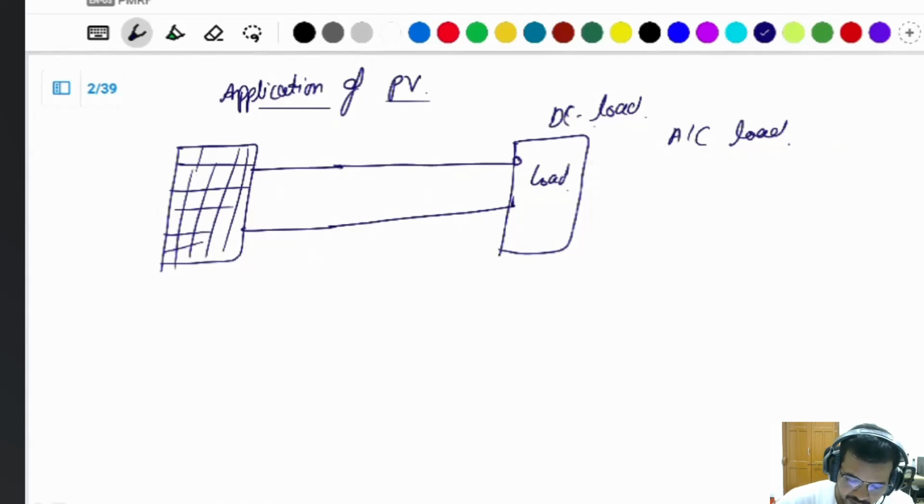And if the load is not operating and you have no requirement of the power, then you can store the same power in the battery.